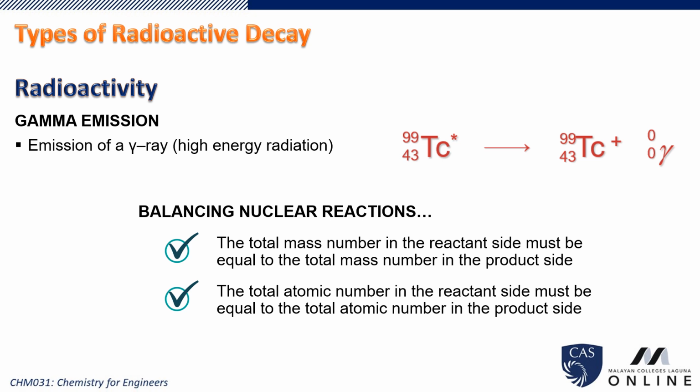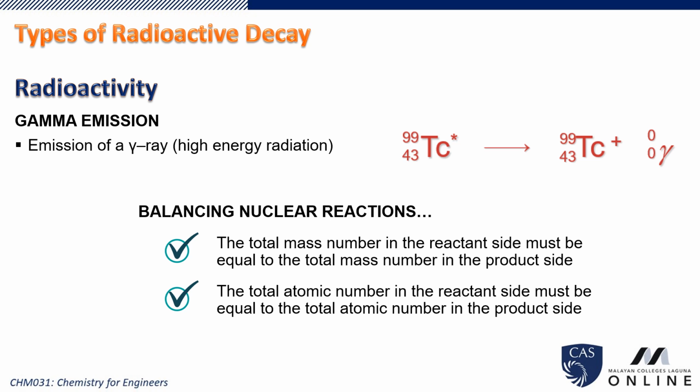Lastly, we have gamma emission. For this one, the nucleus releases excess energy in the form of radiation. In this type of emission, there is no change in mass number, and there is also no change in the atomic number. This is not a transformation of particles, but a release of energy after a nuclear reaction.